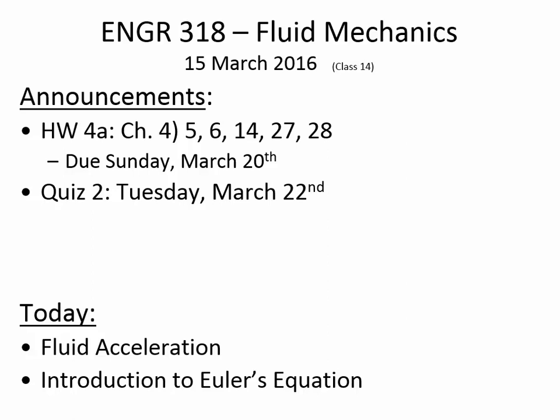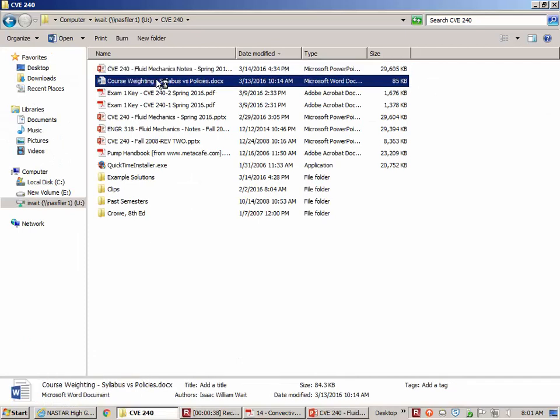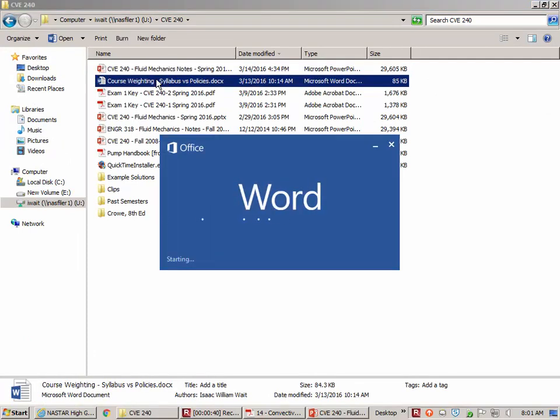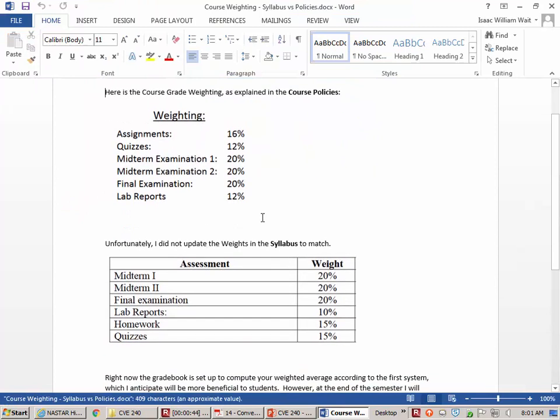Today we're talking about fluid acceleration. I wanted to make an announcement. Let's see. There is a discrepancy between the syllabus and the course policies. Someone pointed this out in class, I think it was the other section, that if you look at the course policies, it says quizzes are 12%, but if you look at the syllabus, it says quizzes are 15%. That was an oversight that I made.